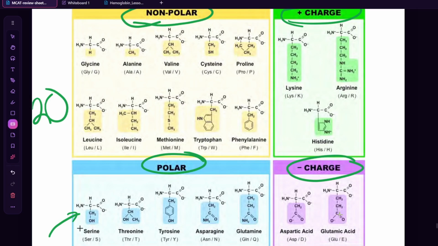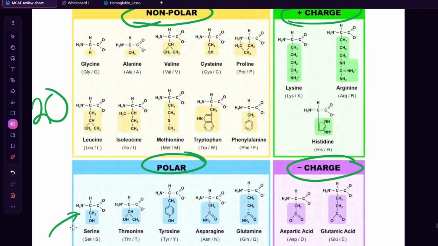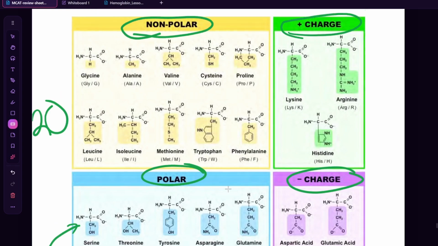So imagine basically all of this is blocked off, and you basically have to memorize, what is that? That's serine. What is that? That's threonine, tyrosine, aspartate, so on. So you have to know that.